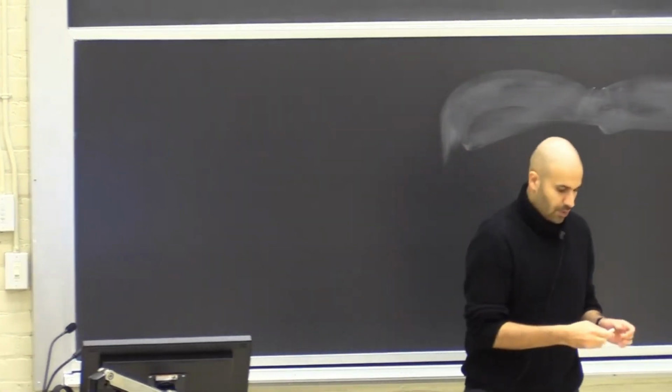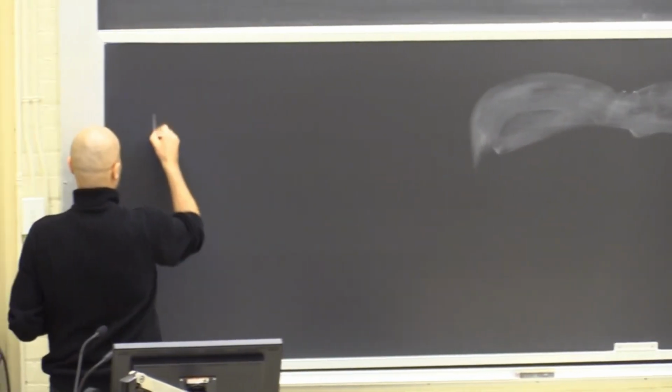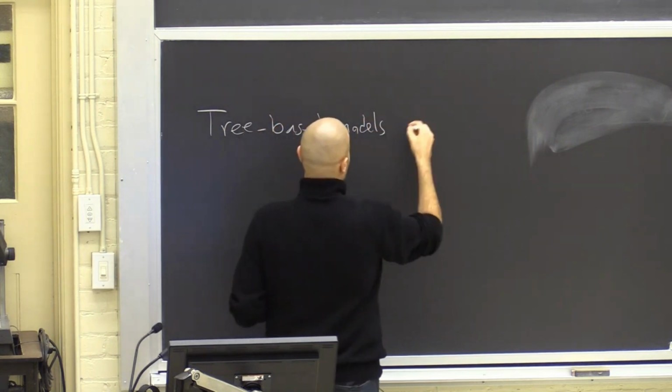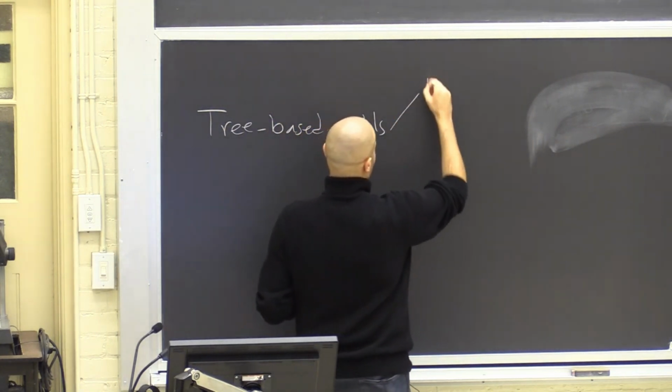Welcome everyone. Today we're going to talk about tree-based models. There are 4 models that we're going to discuss. First, decision trees.